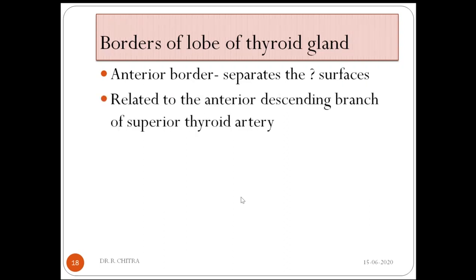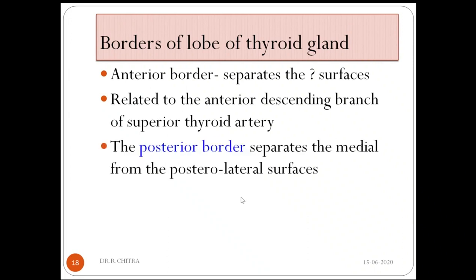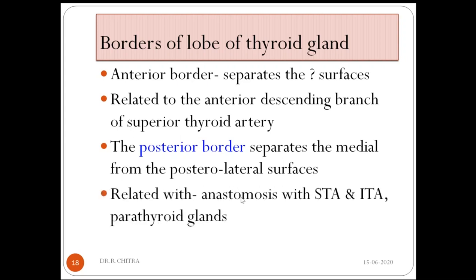So this is the relation: anterior descending branch of the superior thyroid artery. The posterior border separates the medial and the posterolateral surfaces, and it is related with the anastomosis of the superior thyroid artery and inferior thyroid artery. In this border only the parathyroid glands are situated. So superior parathyroid and inferior parathyroid, two on each side, are situated on the posterior borders of the lobes of the thyroid gland.